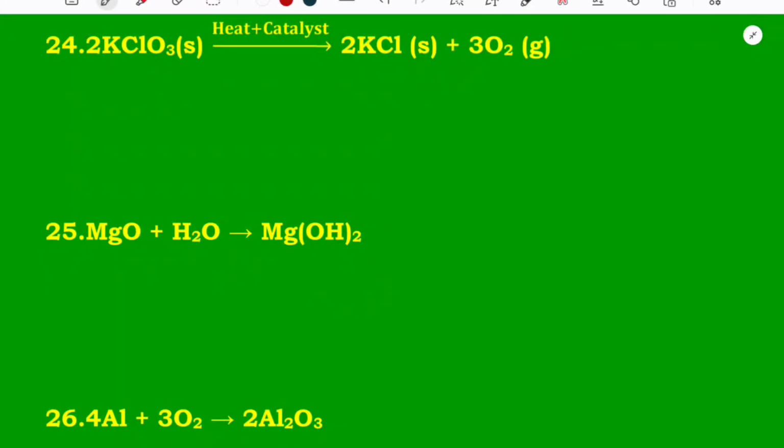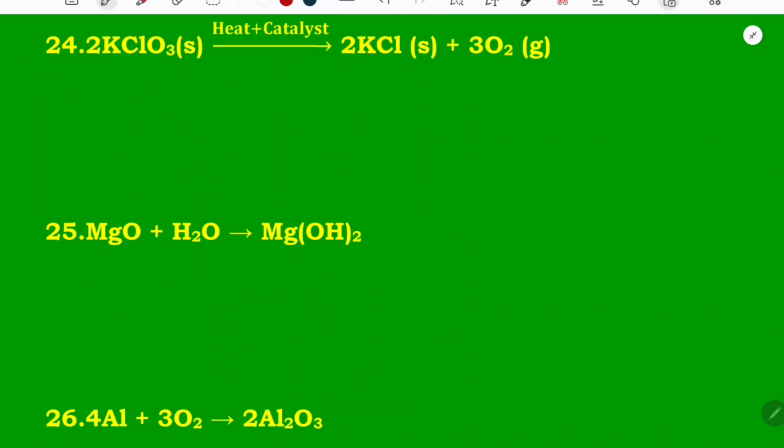Today we will discuss some more questions regarding chemical reactions and equations. So the next question is, here potassium chlorate decomposes to form potassium chloride and oxygen. So here one reactant is splitting into two products.